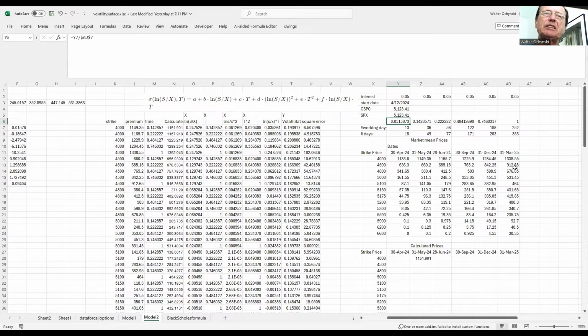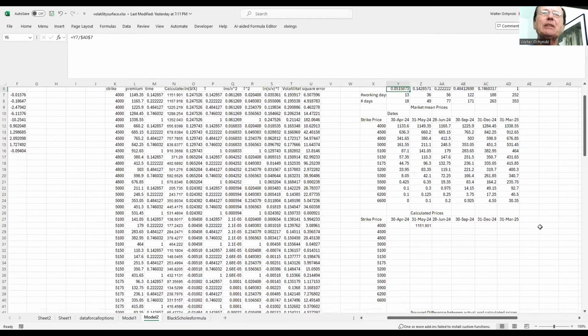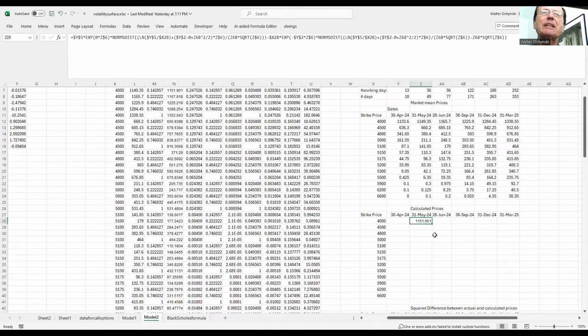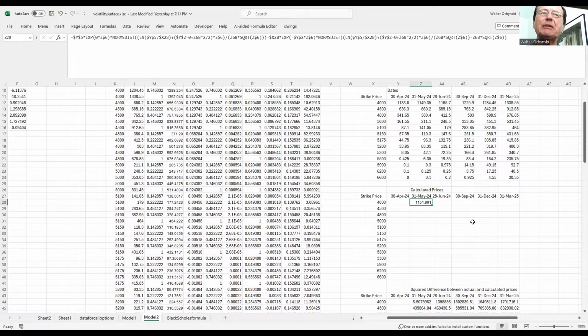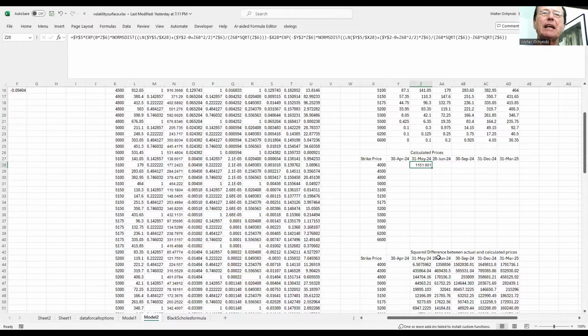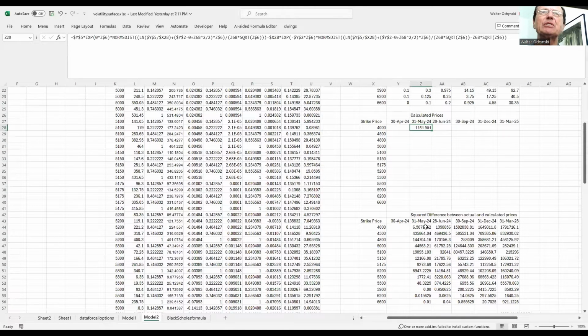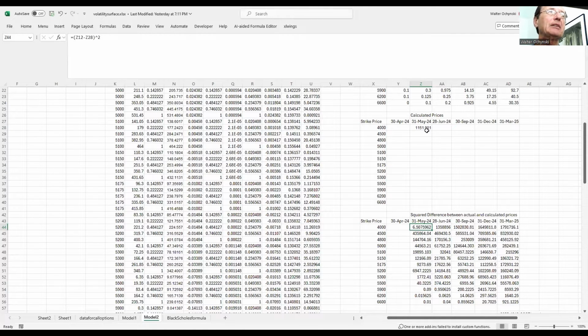The easiest way to proceed is with the Solver. Why? Because I don't need to make a lot of changes. What I need to calculate are theoretical calculated prices. You see here, the actual price was 11.49. My calculated price is 11.51. Then, assuming that is the best price I can achieve, I have to calculate the difference between these two prices, actual price and calculated price.